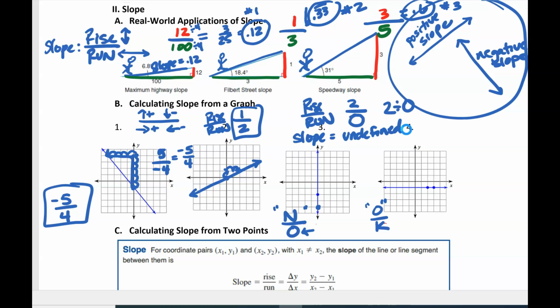And that is true for all vertical lines. Anytime you see a vertical line, it's totally okay to just say the slope is undefined. You don't have to count and actually try to calculate. If you want to, you can, but you don't have to. You can just say the slope is undefined.